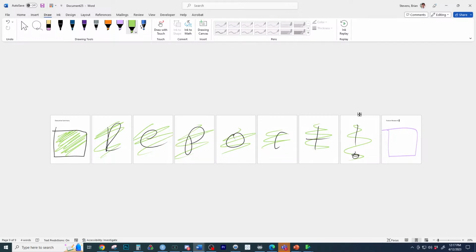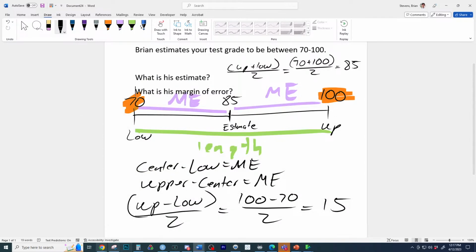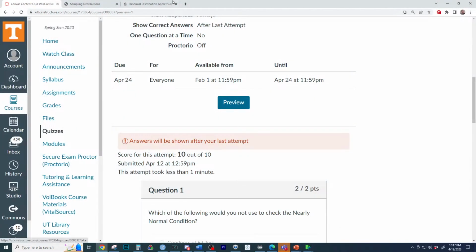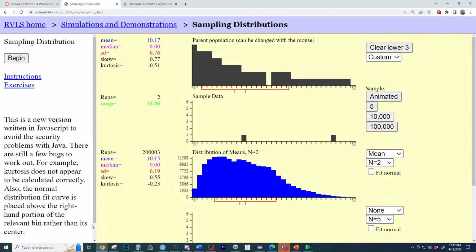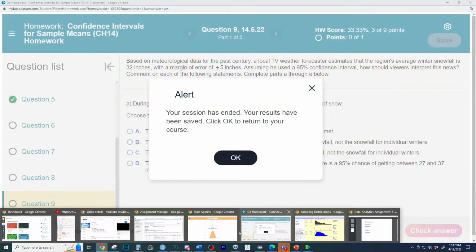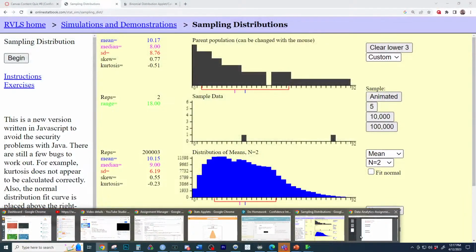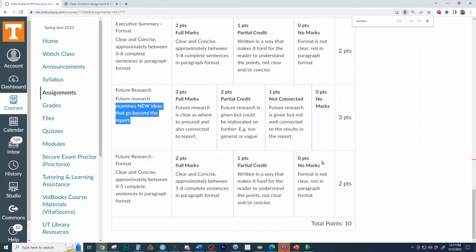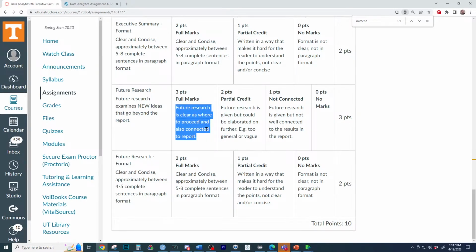You're telling the company, here are things we could do, not what we will do from the report, but kind of new ideas that we haven't even explored yet. So it's very important to understand that the future research is a new pathway for us to analyze and look at. And here we are over here. So future research is clear as to where to proceed and also connected to the report.